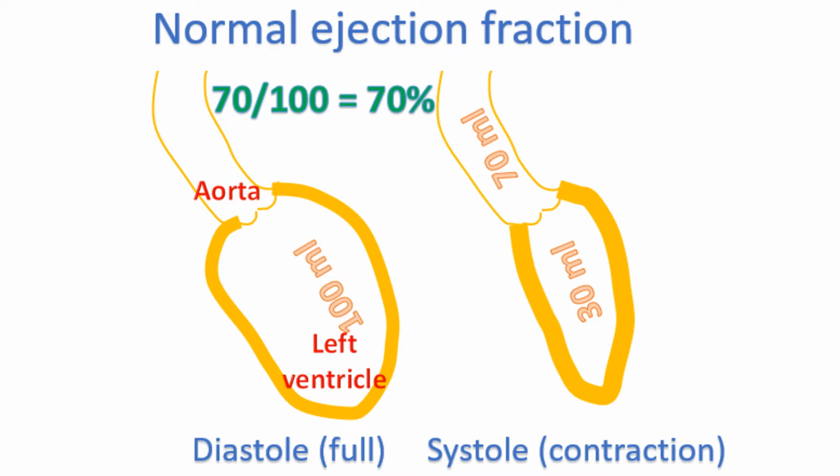Some persons have a stiff left ventricle due to disease which cannot relax and fill well. They have a normal ejection fraction, typically above 50%. This is heart failure with preserved ejection fraction in simple terms.